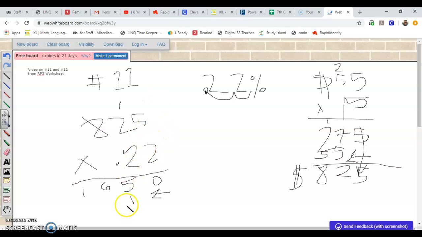2 times 5 is 10. That should be a 0. I was putting a 1 because I was moving over 1, I guess. And then I carry my 1 from the 10 up here. 2 times 2 is 4. Add the 1 is 5. And then 2 times 8 is 16. And there we go.